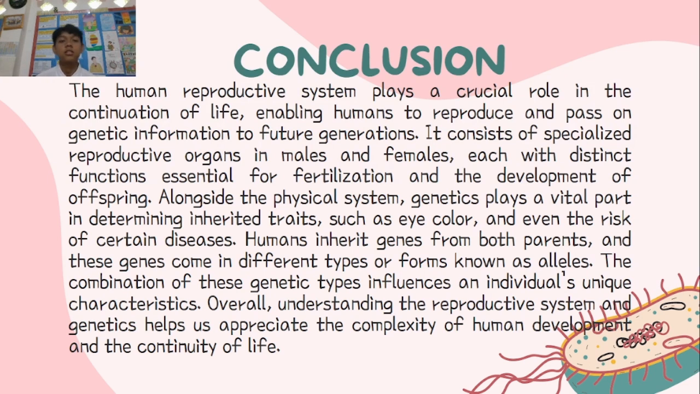The conclusion is that human reproduction plays a crucial role in the preservation of life, enabling humans to reproduce and pass on genetics to future generations, with males and females needed for fertilization and development of offspring. Alongside the physical system, genetics plays a vital part in certain ways such as color and others. And that's all.